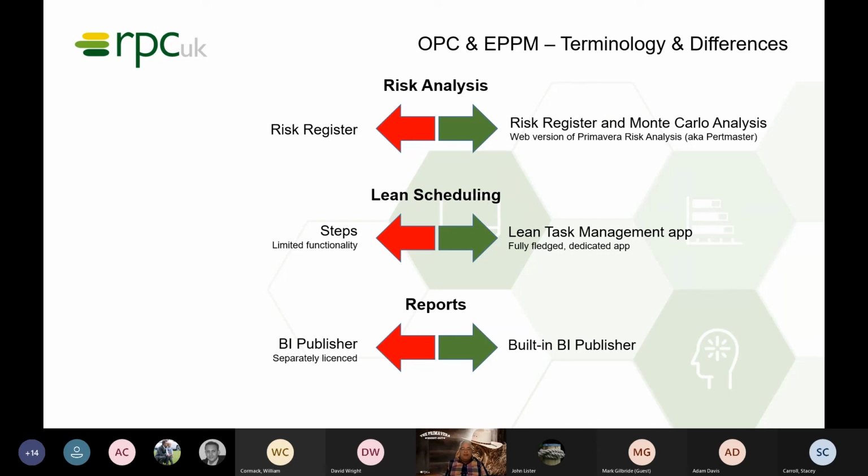In terms of reporting, there is a separately licensed BI Publisher that you can hook onto P6 EPPM. But there's a built-in BI Publisher in OPC. So you can create a tabular report, you can turn that tabular report into a pie chart, a histogram, you can do your project on a page, basically straight out of the box with OPC.